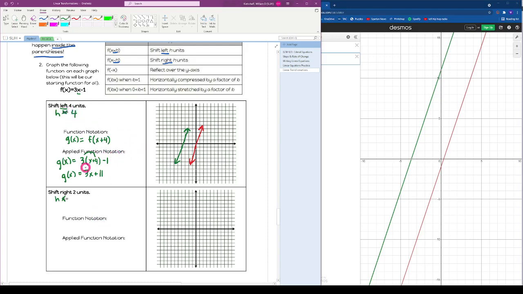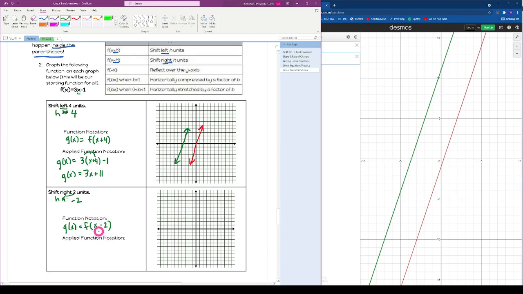Alright, so remember the takeaway here is x plus something gives you a left shift, not a right shift. So now if we want to shift to the right, we need a negative h value, and we want to shift right 2, so it'll be a -2. Our function notation will be, our new function is our old function, and then it's x minus 2 instead of just x.